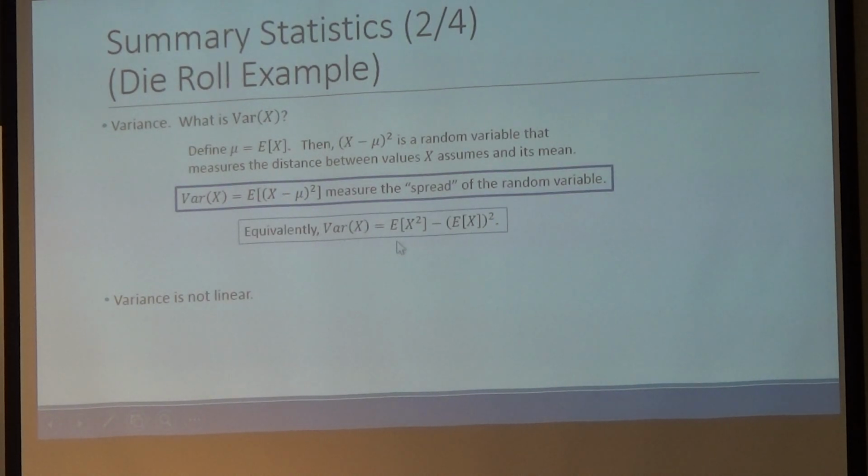And there's an equivalence in the formula. So it's equivalently expected value of X squared minus the mean squared. I'm going to let you trust me on that, but if you want to see the derivation, I'm posting notes after the class so you can look at it. So if we want to calculate the variance in the die example, what am I going to do?